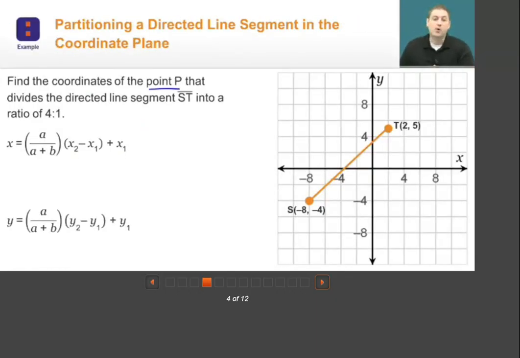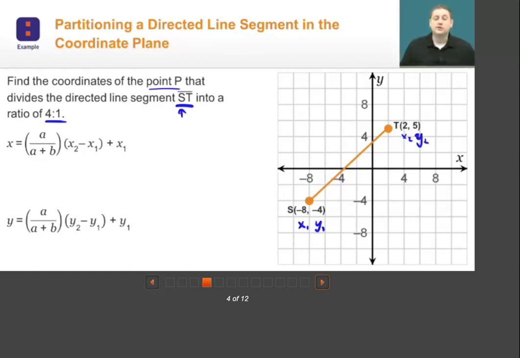We want to find the coordinates of point P that's going to divide the directed line segment ST into a ratio of 4 to 1. Now, when we were identifying the endpoint before on a directed line segment in one variable, we only had to focus on one variable. But since we're in the coordinate plane, not on a number line, we need both the x and the y coordinate for the first point and for the endpoint. Since we were given the directed line segment ST, S came first. That means our S, (-8, -4) here on our graph, is going to be represented as (x1, y1), where T, (2, 5), is (x2, y2).